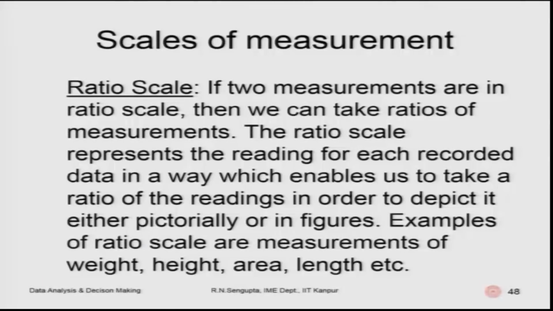Now, the next concept of scale of measurement is the ratio scale. If two measurements are in the ratio scale, then we can take the ratios of the measurements. The ratio scale represents the reading for each recorded data in a way which enables us to take a ratio of the readings in order to depict it either pictorially or in figures. Examples of ratio scales are measurements of weight, height, area, length, volume and so on.